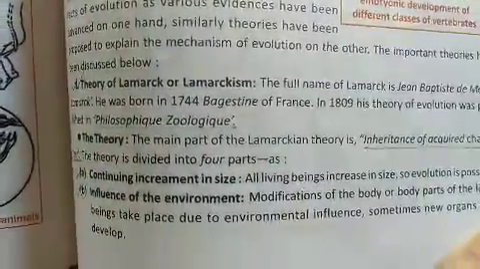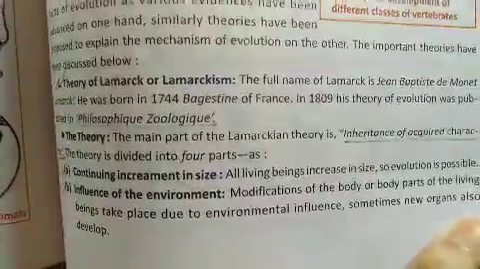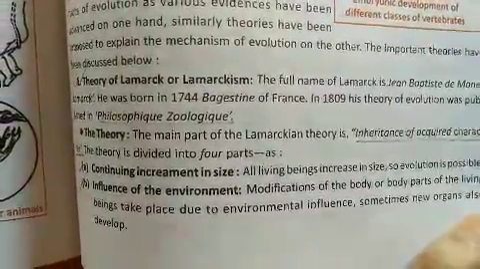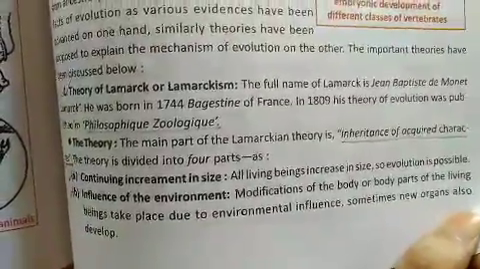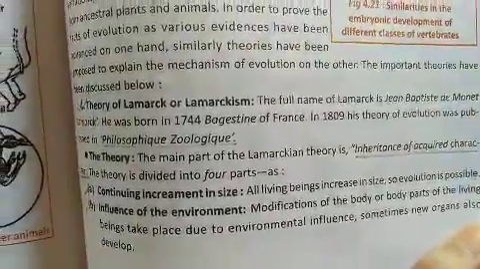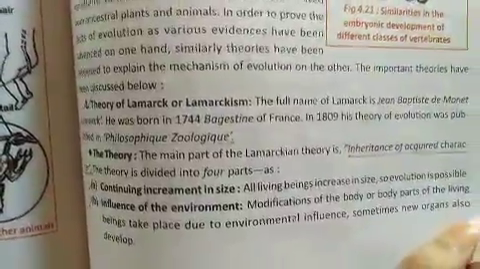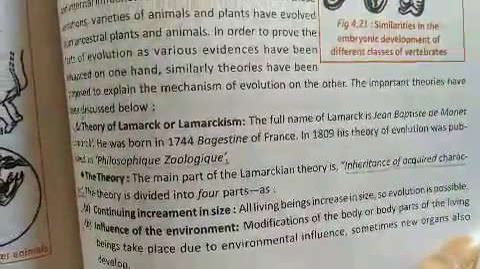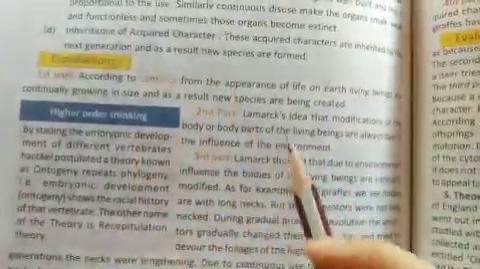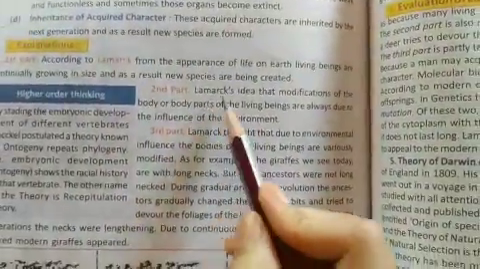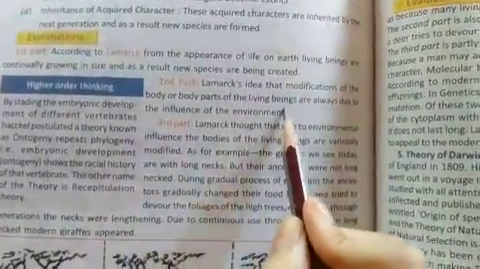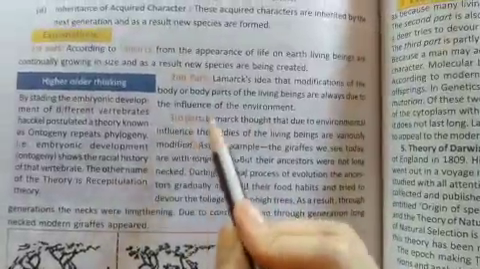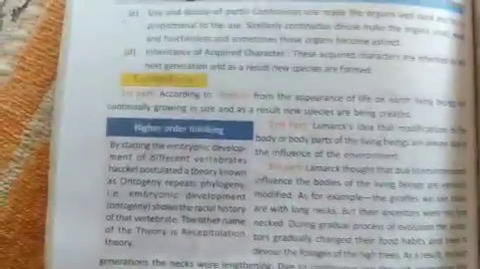Part B, influence of the environment. Modification of the body or body parts of the living beings takes place due to the environmental influences. Sometimes new organs also develop. So he said that new species or new body parts evolved due to the environmental influences. Lamarck's idea is that modification of the body or body parts of living beings is always due to the influence of the environment.